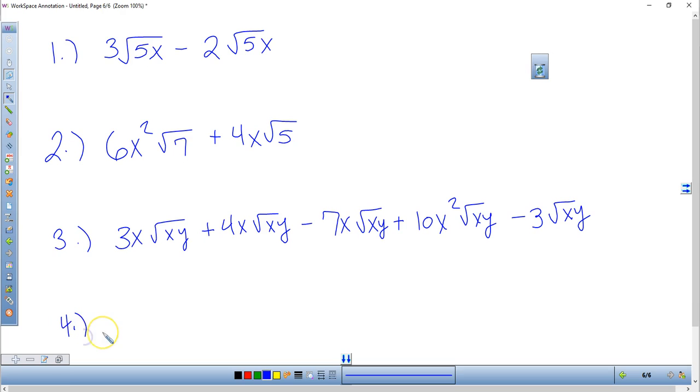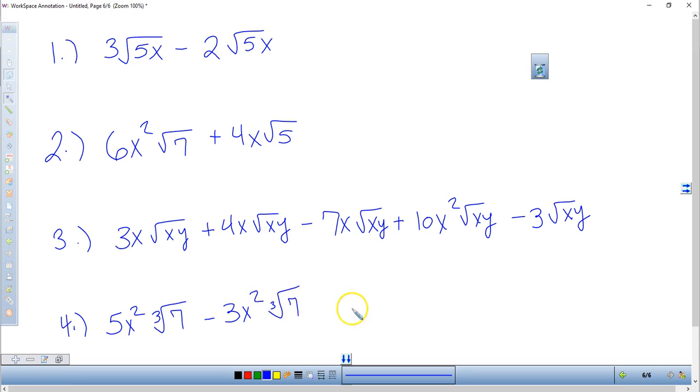And let's do one more. Let's do a little bit more simple one. Let's do 5x squared cube root of 7 minus 3x squared cube root of 7 plus 2 cube root of 7. That way we get 2 that have a weird answer the way we're going to write these. Okay, starting with number 1.